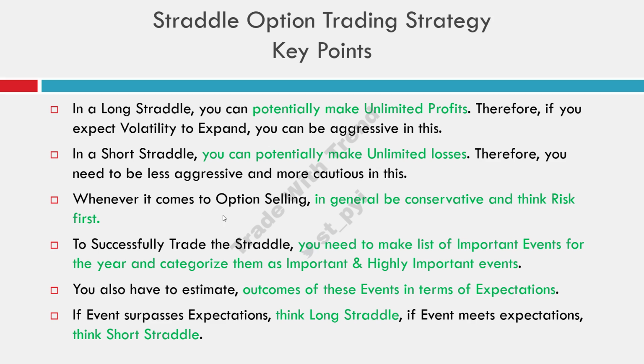Whenever it comes to option selling, I have always recommended that you have to be conservative and think risk first and profit later. To successfully trade a straddle strategy, you need to make a list of important events for the year and categorize them as important or highly important events. You also have to estimate the outcome of these events in terms of expectations.